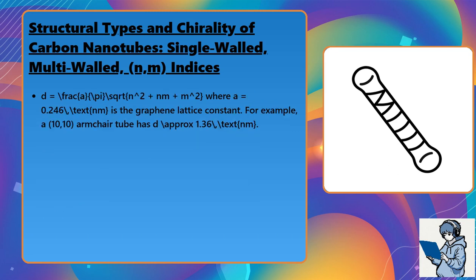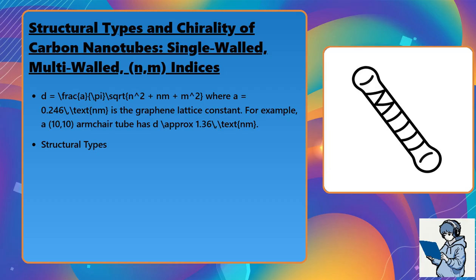Diameter, D equals a divided by pi times the square root of N squared plus NM plus M squared, where a equals 0.246 nanometers is the graphene lattice constant. For example, a (10,10) armchair tube has D approximately 1.36 nanometers.